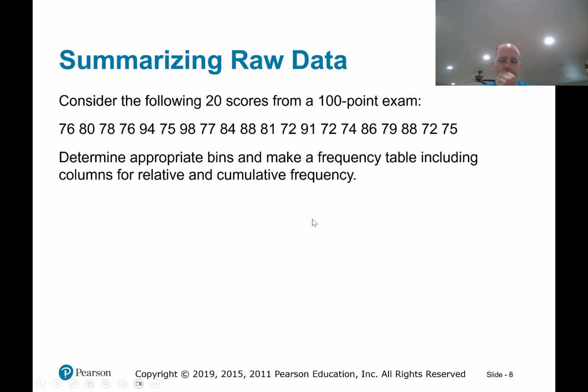All right, now let's talk about summarizing data. Now, to summarize data, there's many different ways we can do that. So we're going to consider these 20 scores on a 100-point exam. So these are 20 scores that we have. It says determine the appropriate bins and make a frequency table including columns and relative and cumulative frequencies. Now, we've got 20 scores. The range of the 20 scores, right, goes from what?